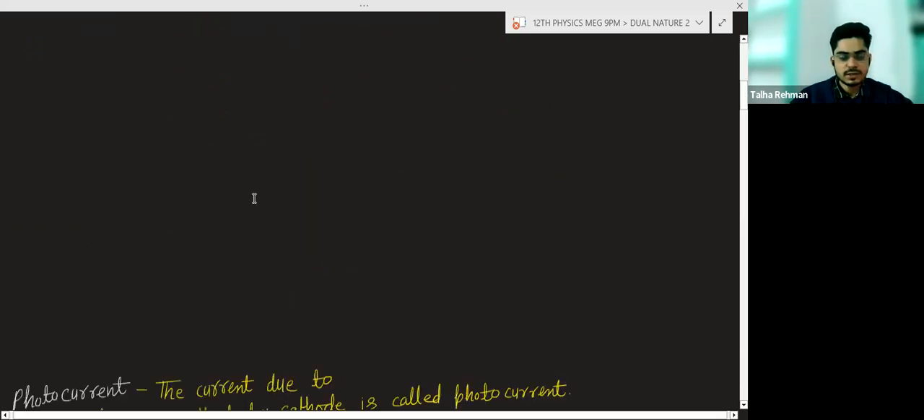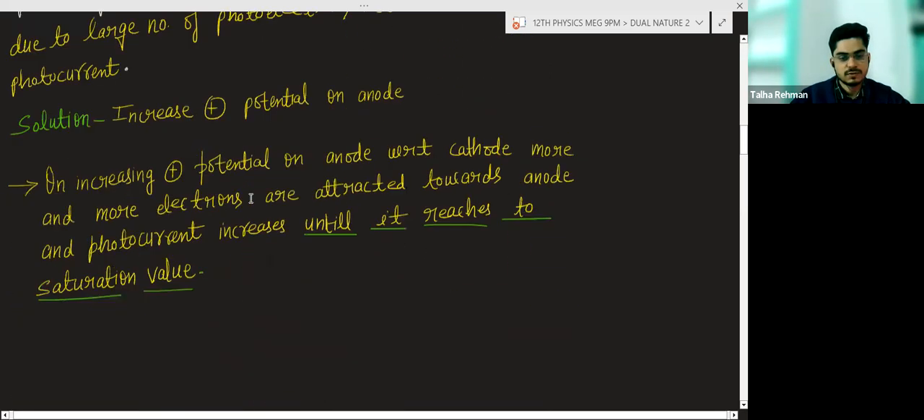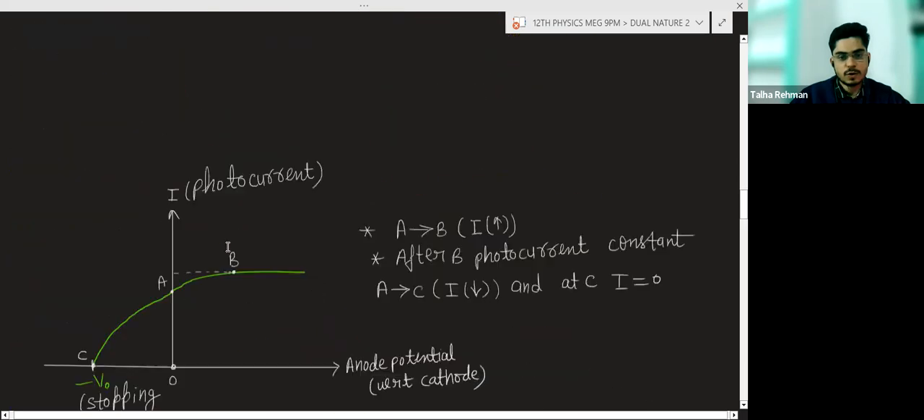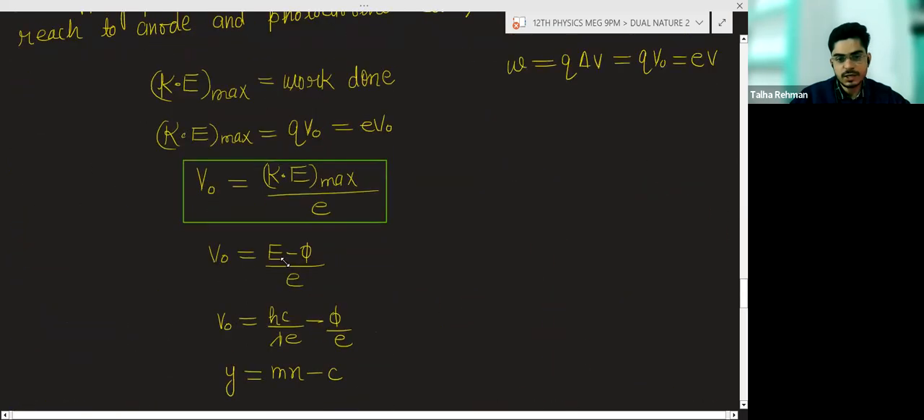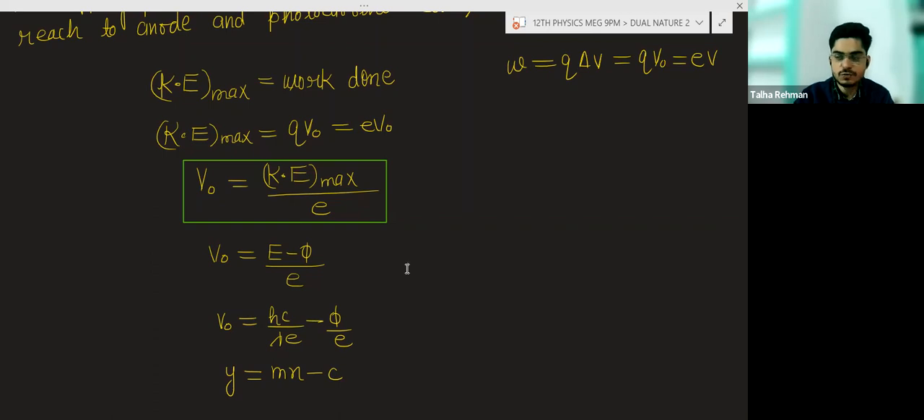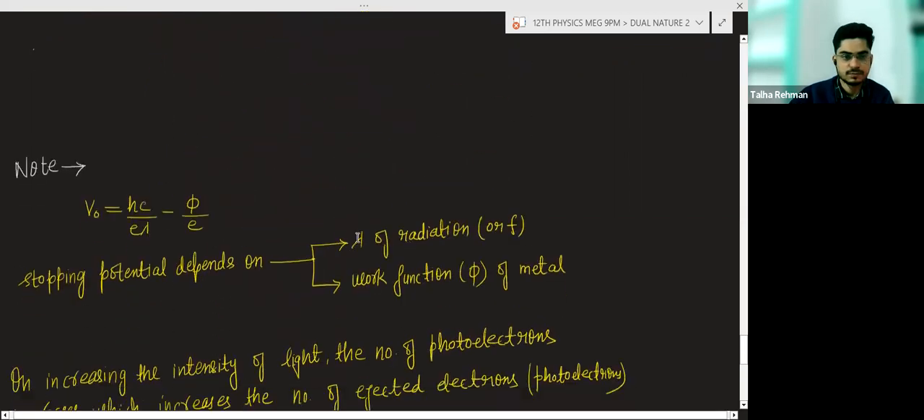Now, what about the stopping potential? You can see in this expression, stopping potential depends upon E, the energy of photon, and the work function. Charge on electron is constant and work function is also constant. And this value is also constant because on increasing the intensity of radiation, the number of photons will increase, but the energy of each photon will remain the same. So stopping potential will remain the same.